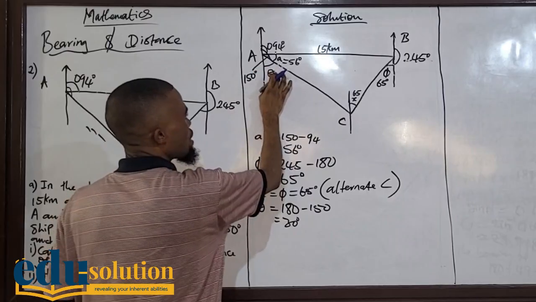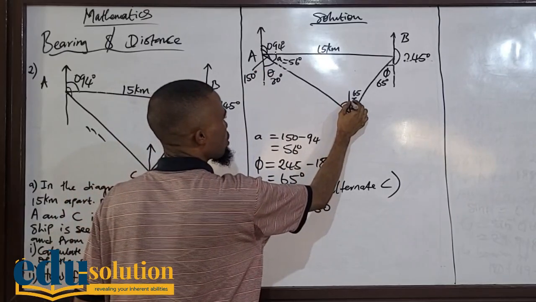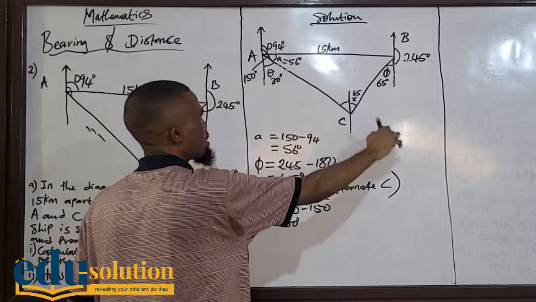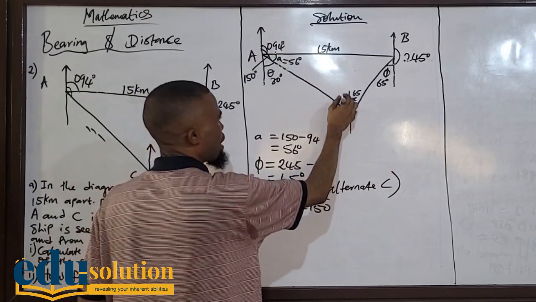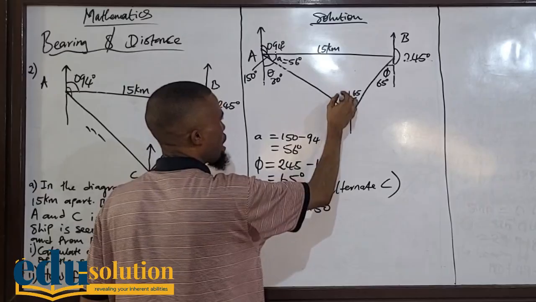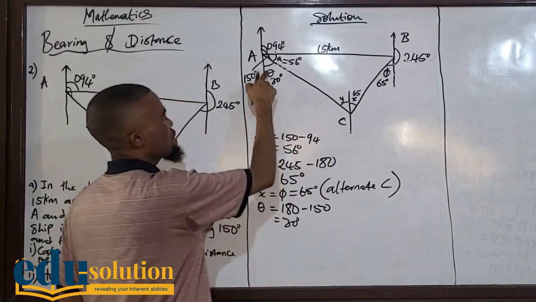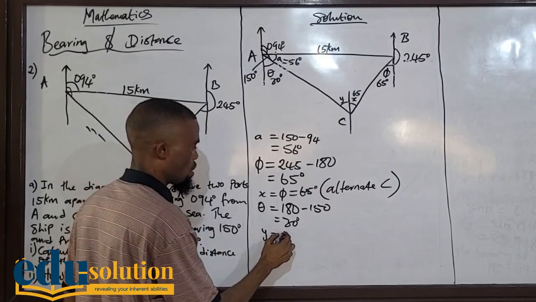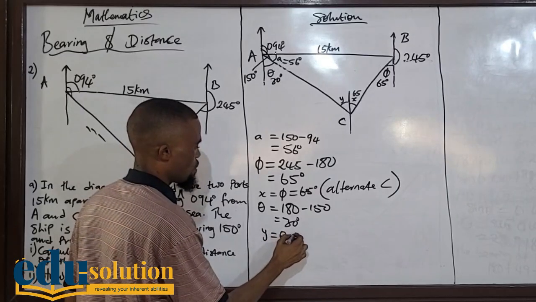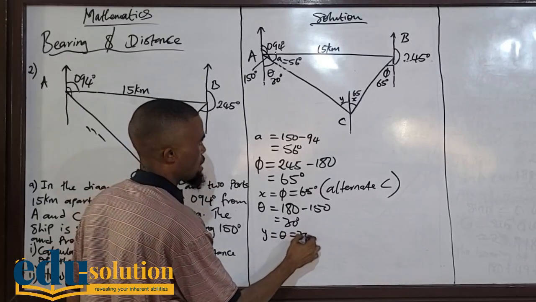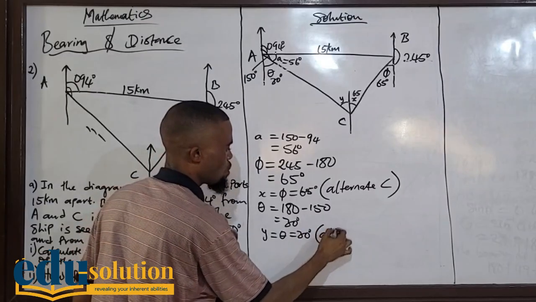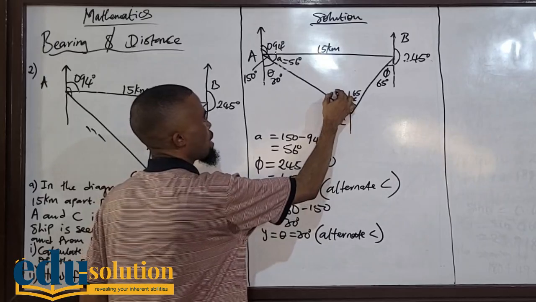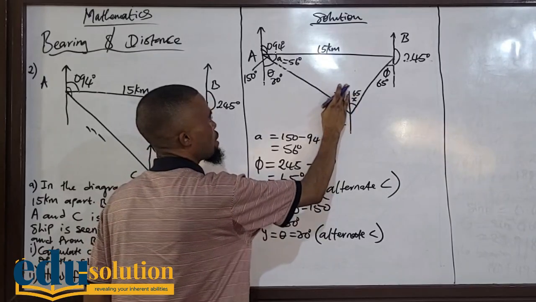If here is 30 degrees, it is alternate to this place. This is like a parallel line, so this is a transversal line meeting both parallel lines. So let me call here y. This place theta, which is 30, is alternate to this place. So I can have that y is equal to theta, which is equal to 30 degrees. I also put the reason, which is alternate angle. So here is 30. Let me write it well.